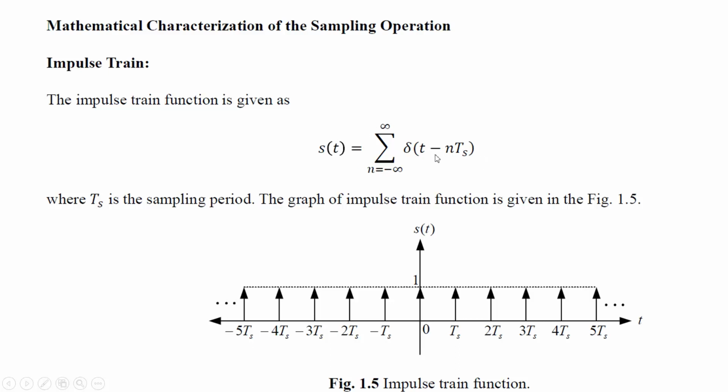If you put the value of n to be 0, you get delta t, so that will be represented by this pulse at the origin. If you put n equal to 1, that will be this pulse. If you put n equal to minus 1, that will correspond to this pulse. So for various values of n, you will get impulses. That means it is an impulse train. And if you sum up all the pulses, that will be your impulse train function, which is s(t). All right.